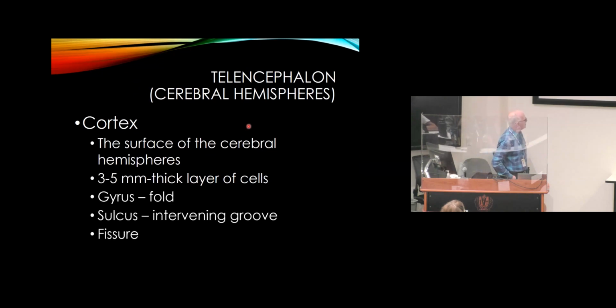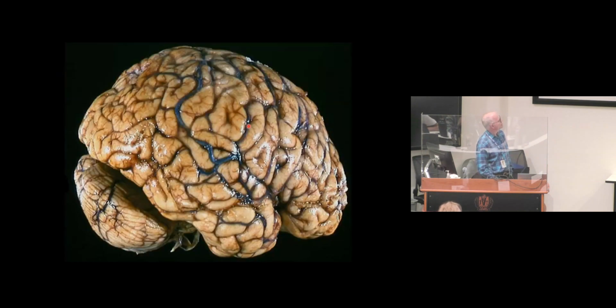A gyrus is just a fold. A sulcus is a groove in between a gyrus. And then we have a fissure, which is essentially a really large sulcus. When we look at the brain here, you can see here's a gyrus, and then the groove in between is the sulcus, and here we have a really large one right here, so we call this a fissure. We'll identify all of these later, but this is called the Sylvian fissure.